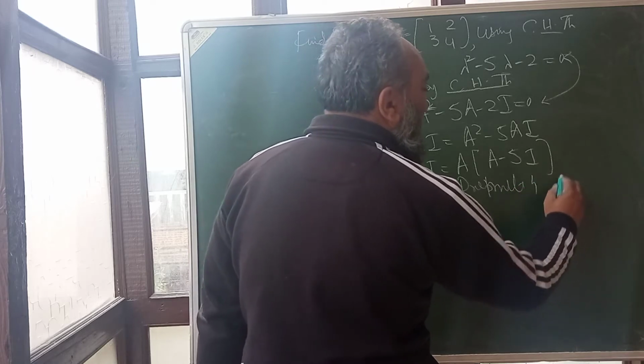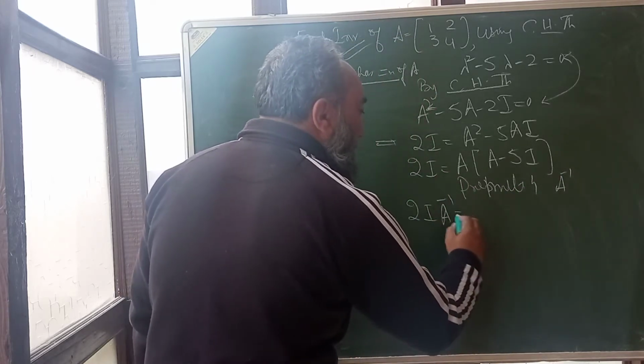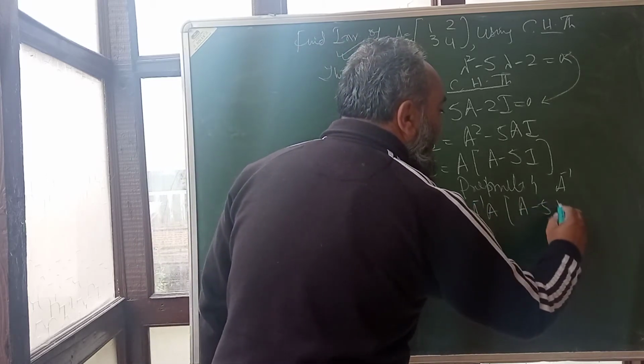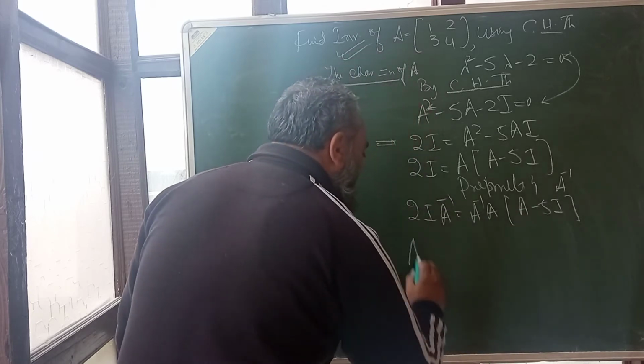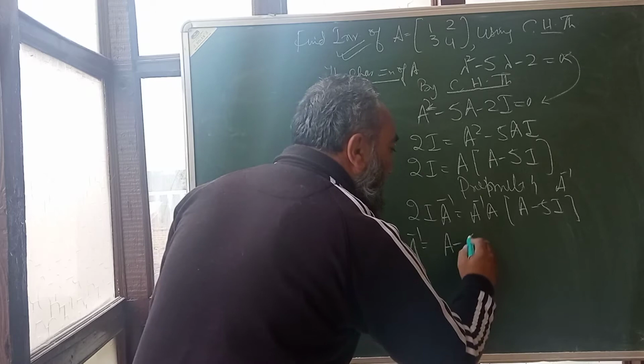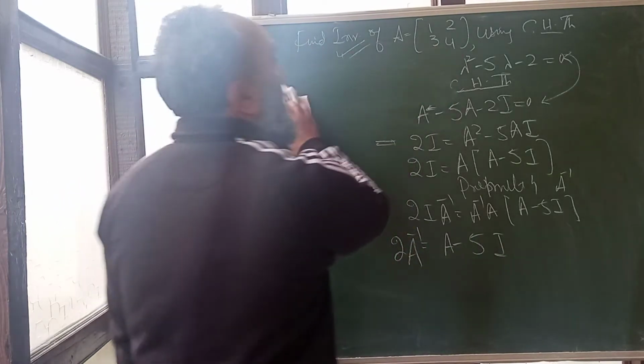Pre-multiply by A inverse. What will I get? 2I into A inverse is A inverse into A minus 5I, which gives us twice A inverse is equal to A minus 5I. Now let me find A minus 5I so that I can find the inverse.